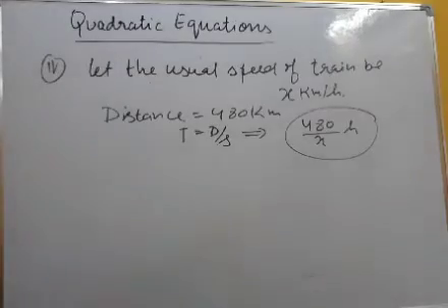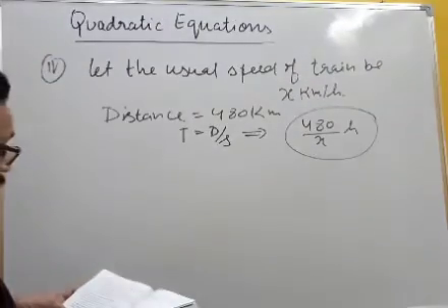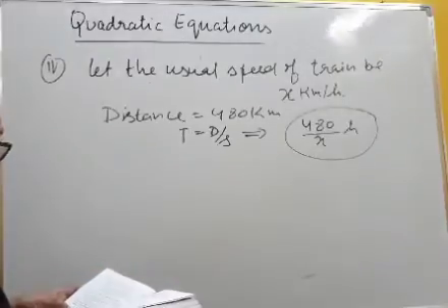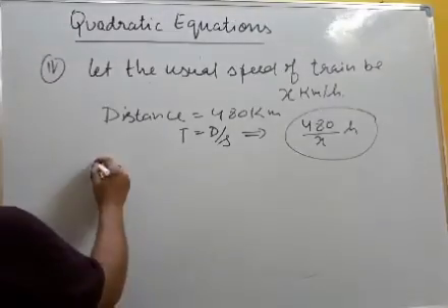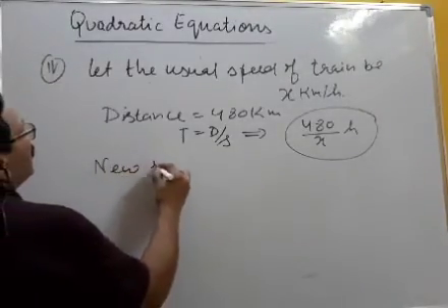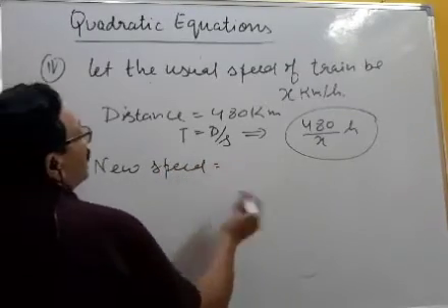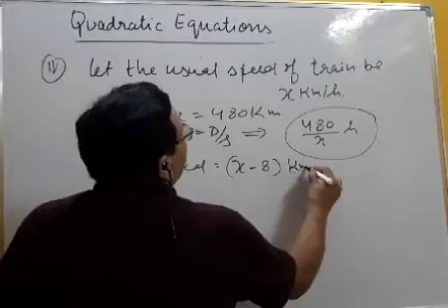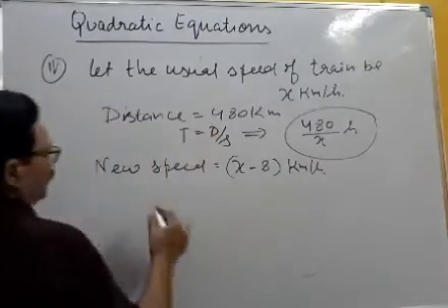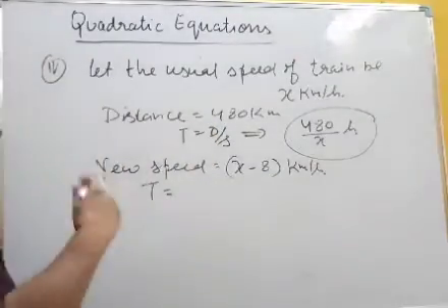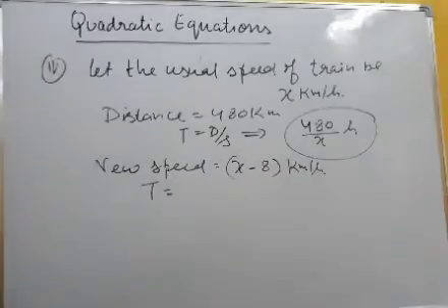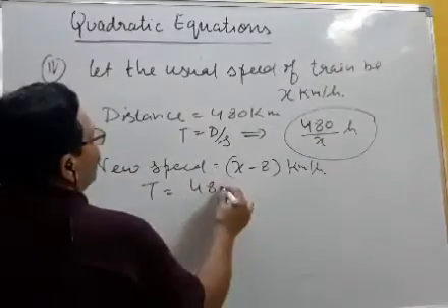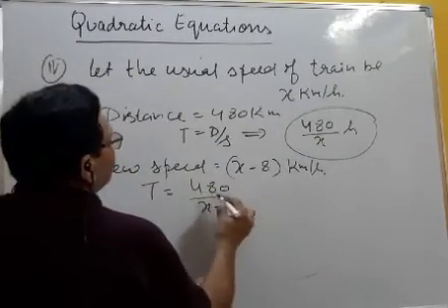Okay, now the question is that if the speed had been 8 km per hour less, the new speed you can write as x minus 8 kilometer per hour. Then in the same time, the distance it is covering is the same, there is no change in distance. So the time is 480 upon x minus 8 hours.